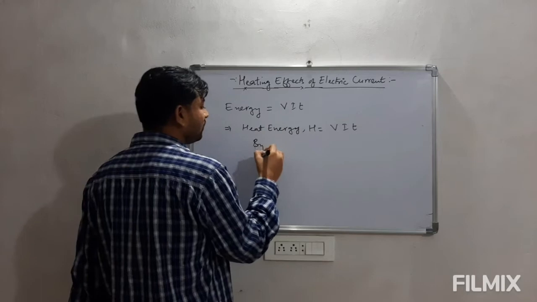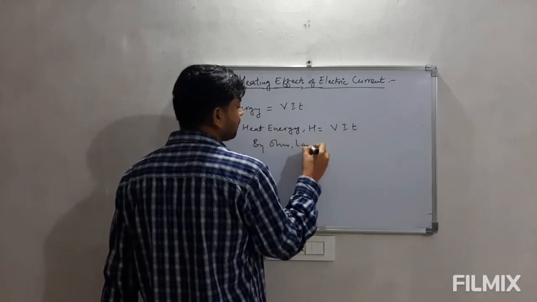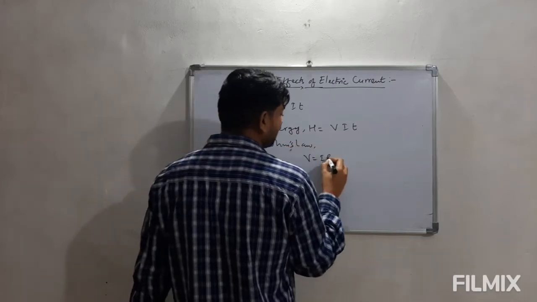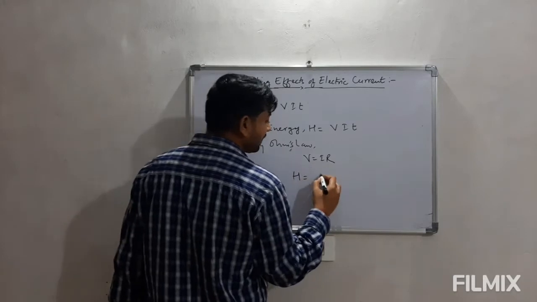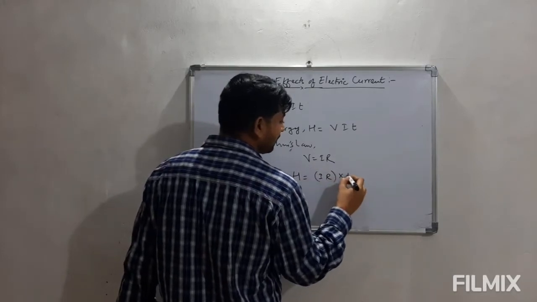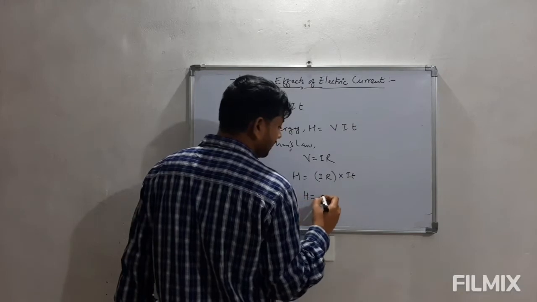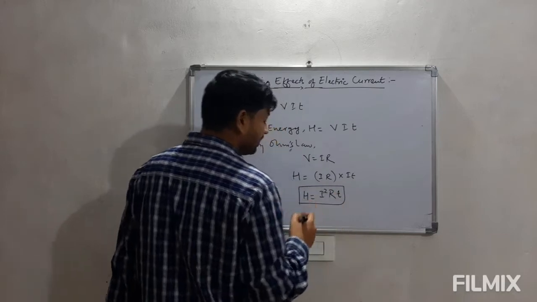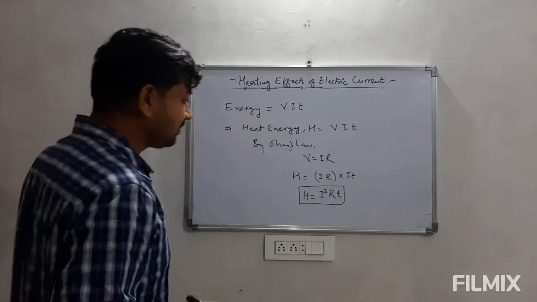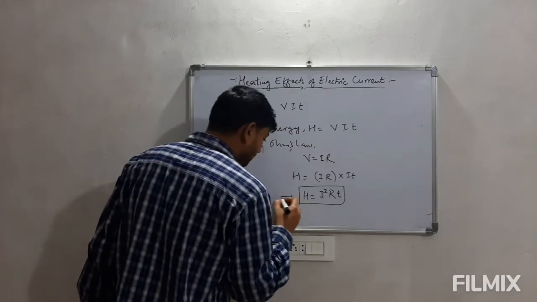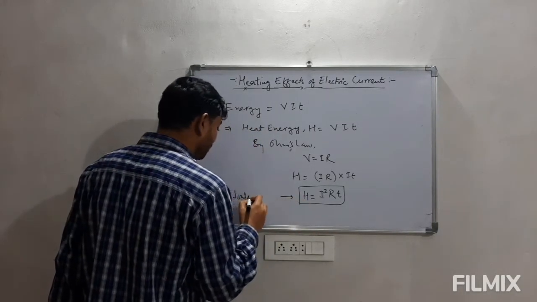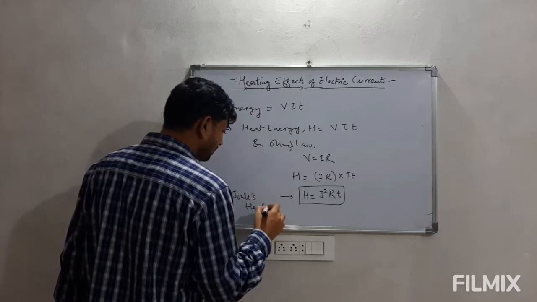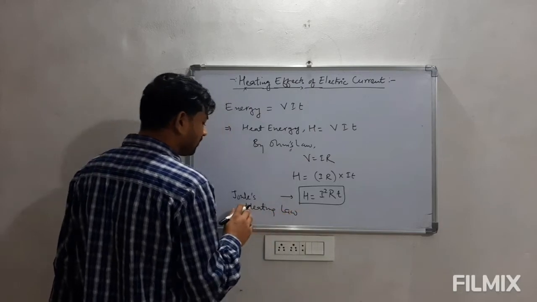Now by Ohm's law, we can write V is equal to IR. If we replace V by IR in this relation, IR into It, we have a relation that H is equal to I square Rt. So here we get the relation H is equal to I square Rt. This is nothing but Joule's law of heating.